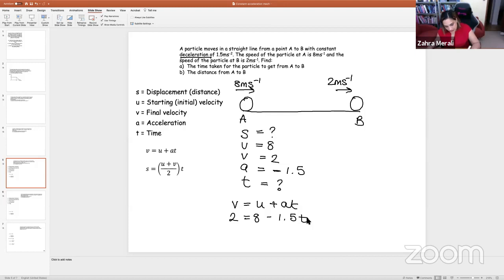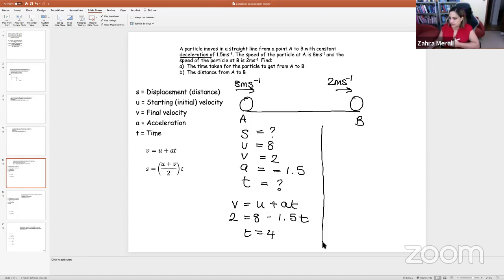Rearrange that, and we get T equals 4. Now you've got to make sure the T makes sense. You can't have a negative time. So in this case, T is 4, that makes perfect sense, and we're okay here. Now let's think about the distance. So again, even though we have found out our T, we don't necessarily need to use it.